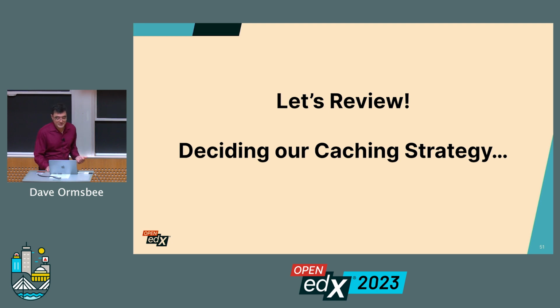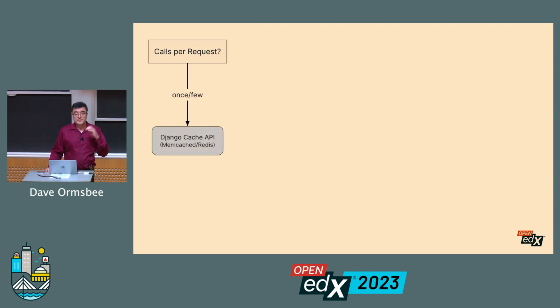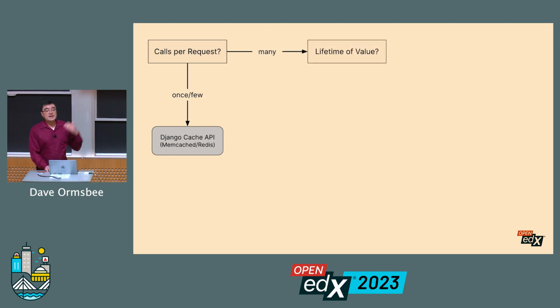All right, so quick review, deciding on caching strategy. We start with the number of calls per request. If it's only one call or a few calls, we can go and use the Django Cache API, memcache, Redis. It's fast enough. Everyone will be familiar with it because it's a standard Django thing. If it's called many times during the same request, then we can look at the lifetime of the value.